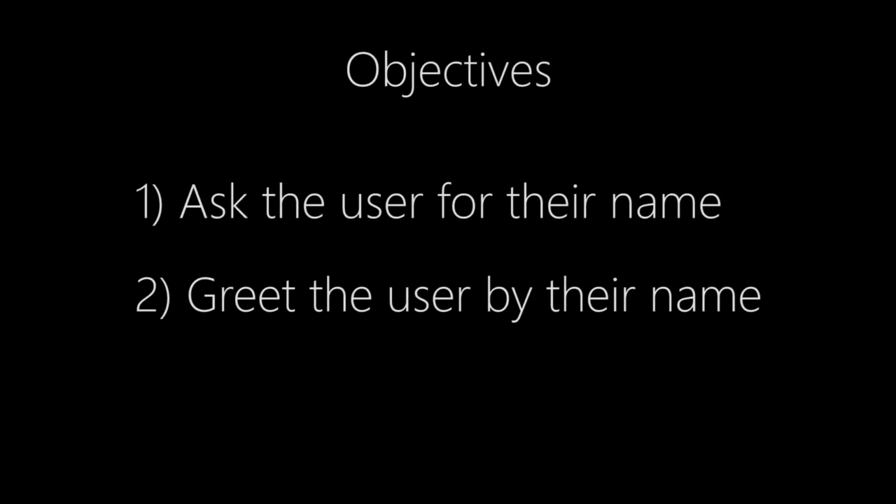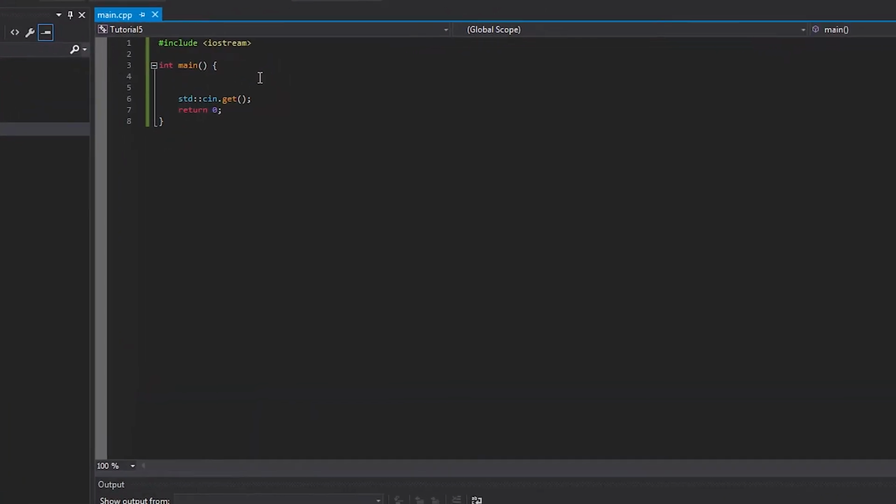We're going to make a program that asks you what your name is and greets you. To do this, we need to learn how to get input from the user. Just like we output text to the screen with cout, we can read from the keyboard with cin.